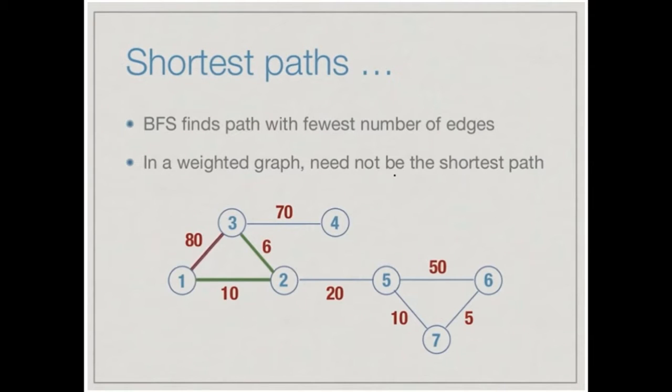So here we have an example. What I am trying to say here is, this particular graph is a weighted graph. As you can see, I have named all the vertices as 1, 2, 3, 4, 5, 6, 7, and for all the possible or valid edges, I have marked them with some weights. So the edge between vertex 1 and 3 has been weighted as 80, and the edge between vertex 1 and 2 has been weighted as 10.